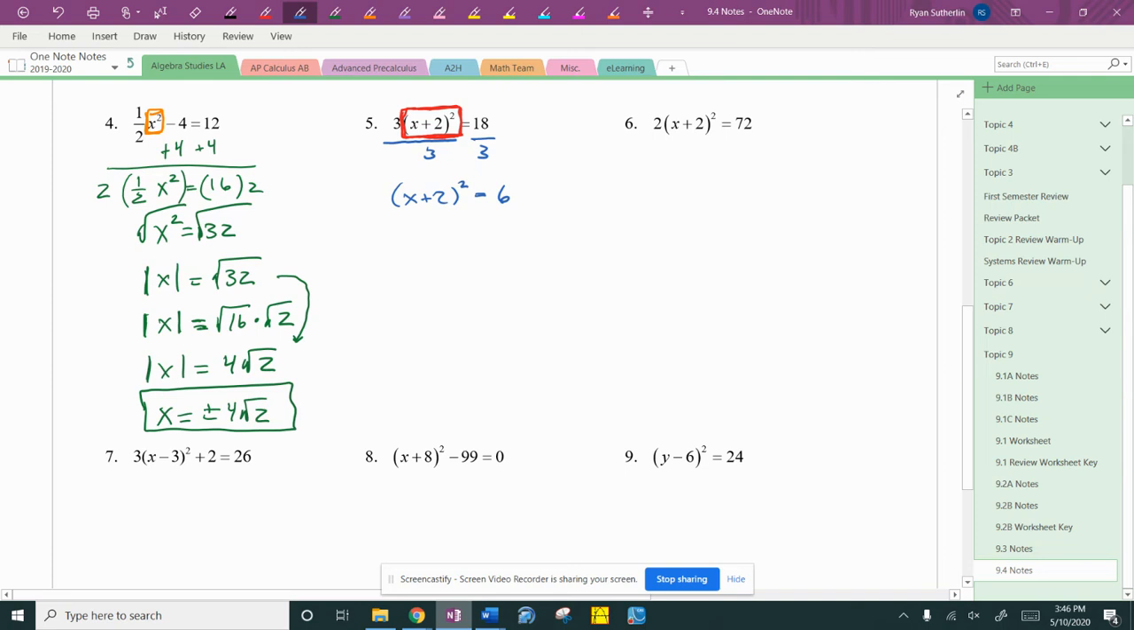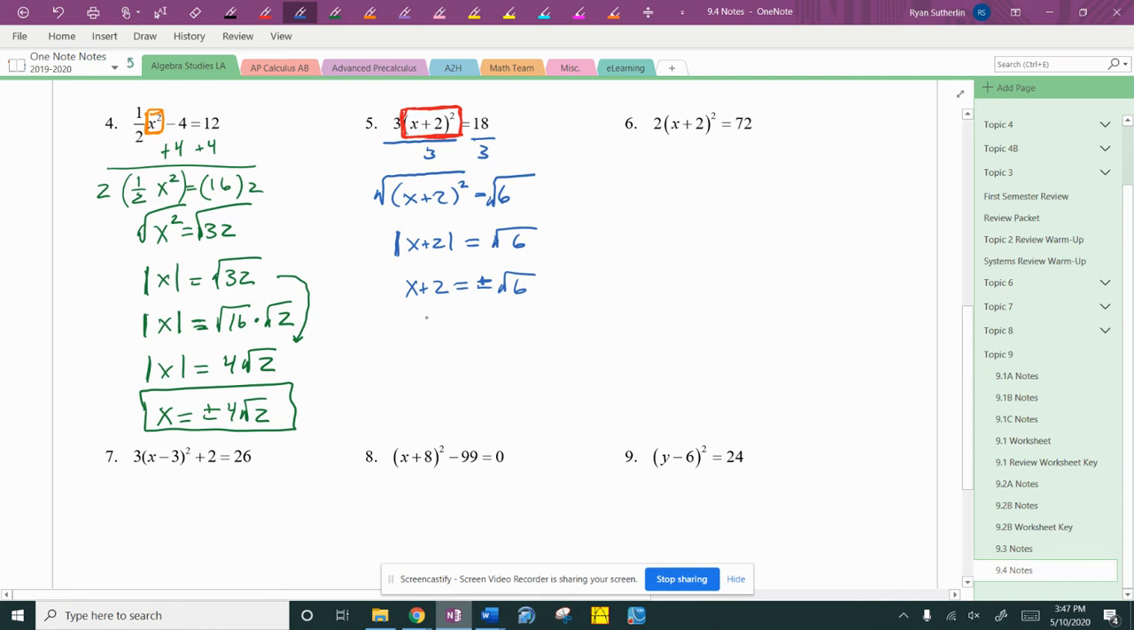Now, I'm going to do the square root of both sides. So what happens there? That means, remember, I have the absolute value of x plus 2 equals square root of 6. Square root of 6 cannot be simplified, right? There's no perfect square that goes into 6. So now, when I get rid of the absolute value symbols, I add a plus or minus because it could be plus or minus root 6.